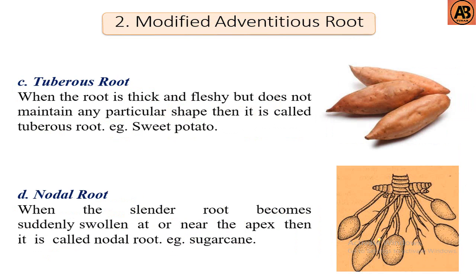Then tuberous root. When the root is thick and fleshy but does not maintain any particular shape, it is called tuberous root, such as sweet potato. Sweet potato is tuberous root. Then nodal root. When the slender root becomes suddenly swollen at or near the apex, it is called nodal root, such as sugarcane. Sugarcane bears nodal root. This is the nodal root.